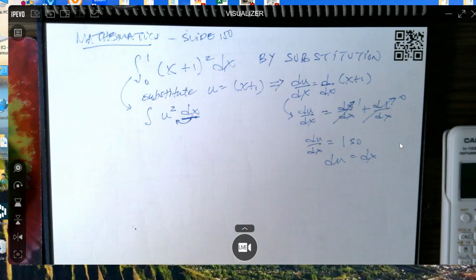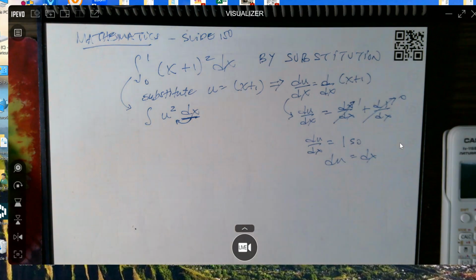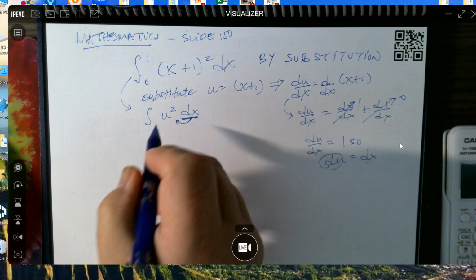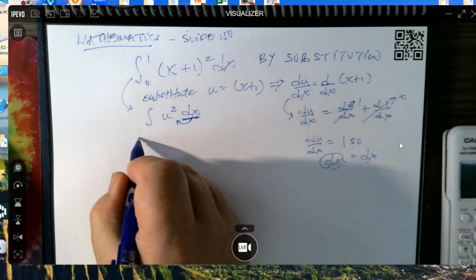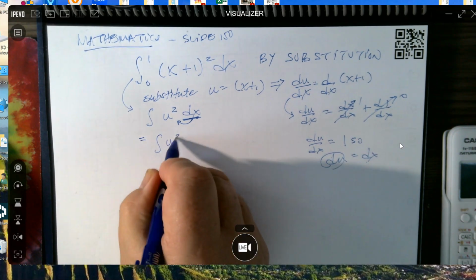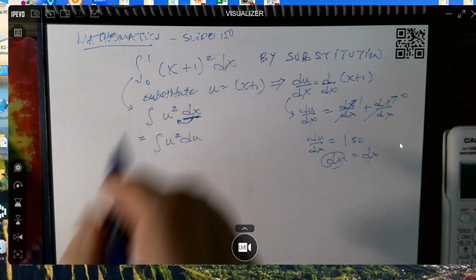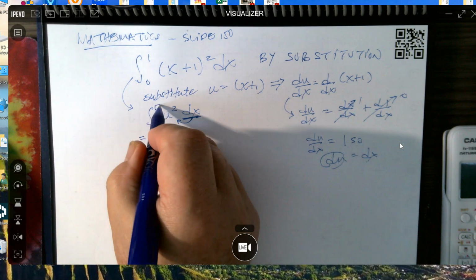Great. So we have dx over here, and we're going to just substitute du for that. That's going to be equal to the integral of u squared du. All right, fantastic so far, except now we still need to figure out what these limits are.